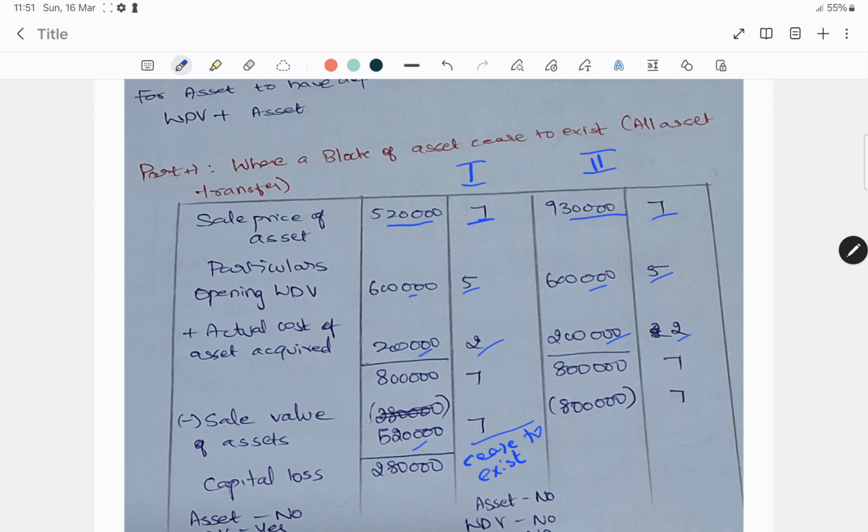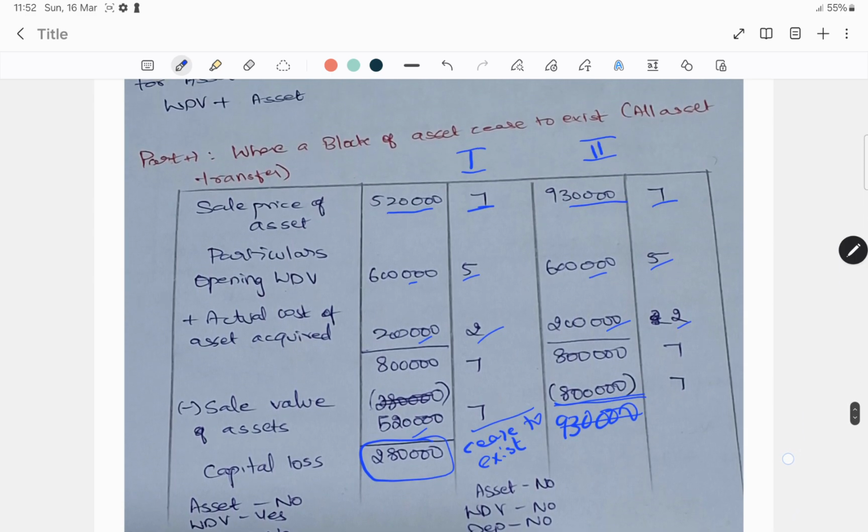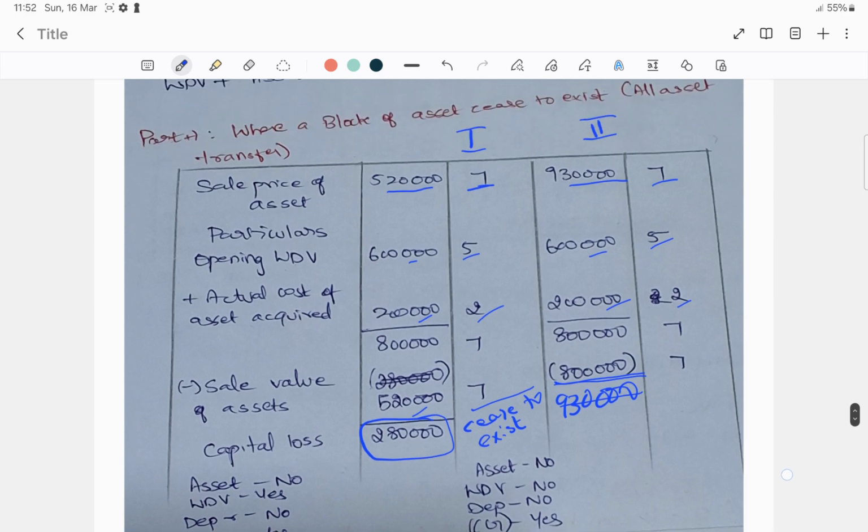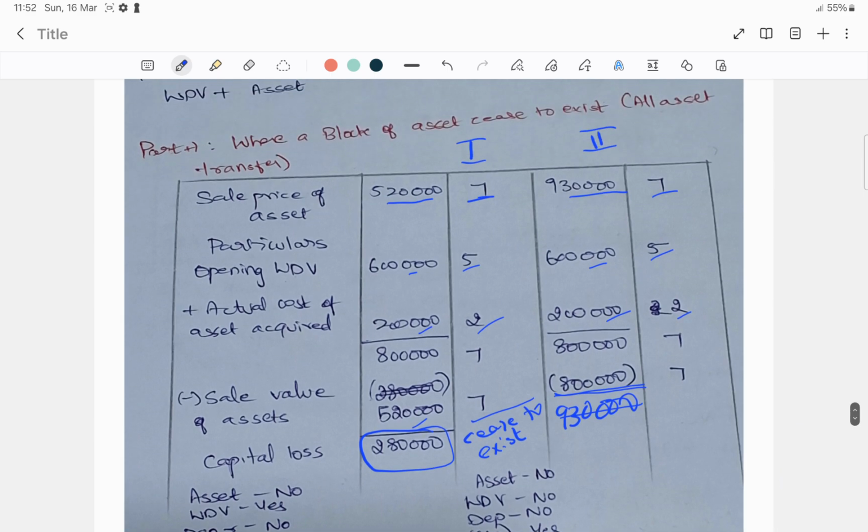Now on whom will we calculate depreciation? There is no asset itself. So whatever we have as closing is short term capital loss. Now here the sale price is 9,30,000. The block of asset cannot be negative, so it should be restricted to 8 lakh. And what about the difference? 9,30,000 minus this 8 lakh will be your short term capital gain, because the block has ceased to exist and the sale price is greater than opening WDV, actual cost and expenses in connection to the transfer.